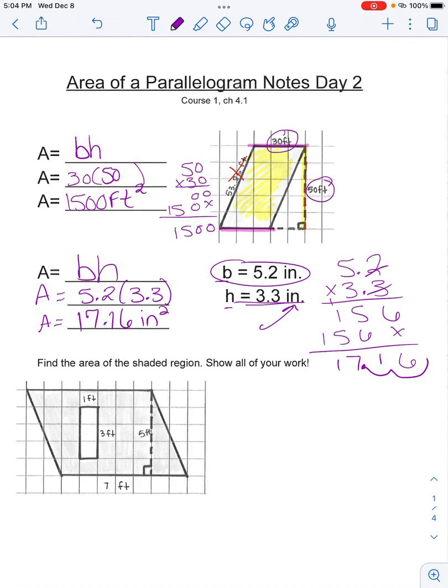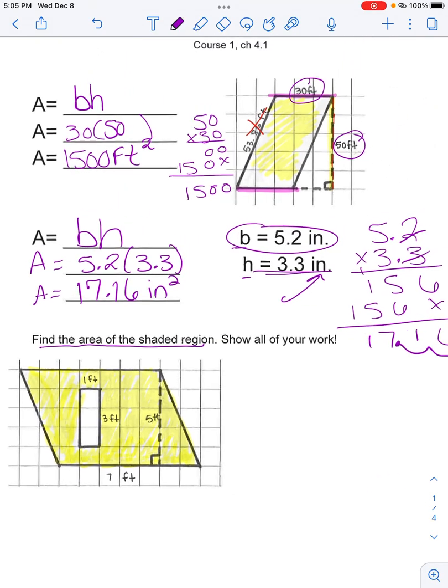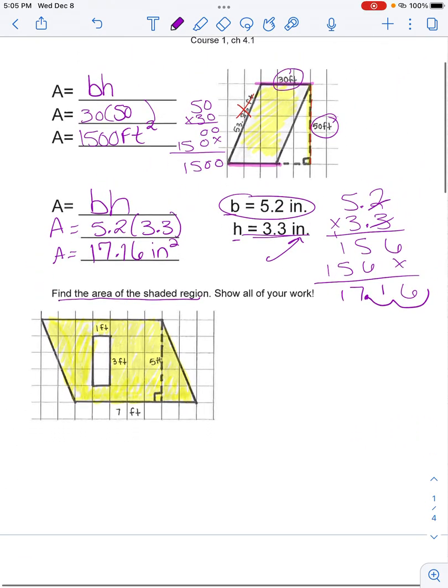Now we're going to go one step harder. And the direction says to find the area of the shaded region. Okay, so I know it's a little hard to see, but the shaded region is this whole parallelogram, except for that rectangle in the inside of it. So to find the area of everything that is shaded, we're going to find the area of the entire parallelogram, and then we're going to subtract out or take out the area of that rectangle.